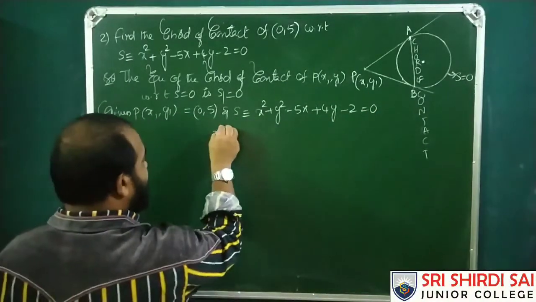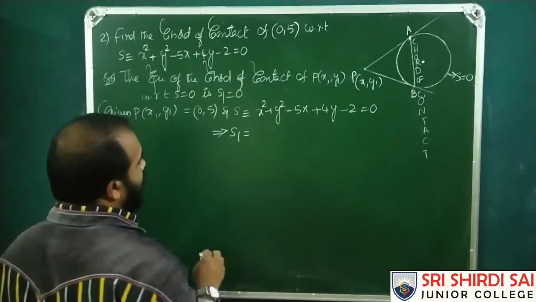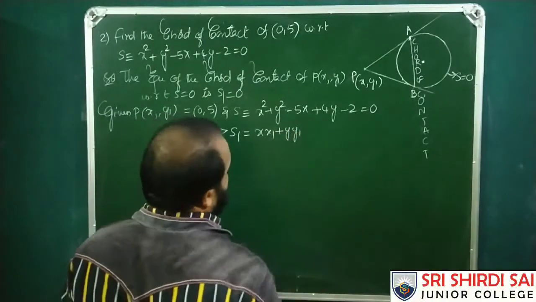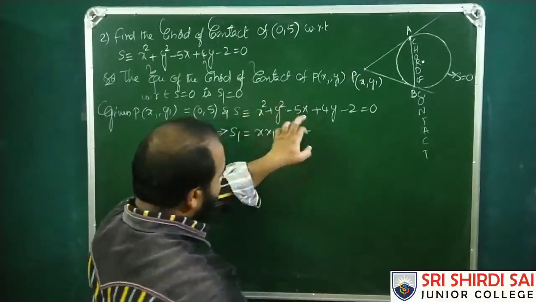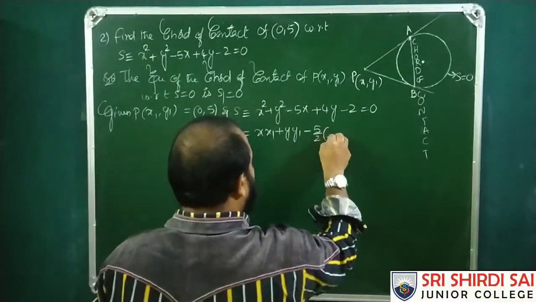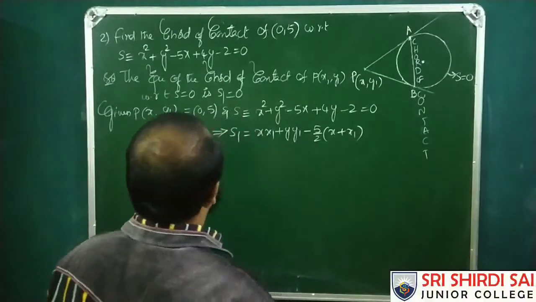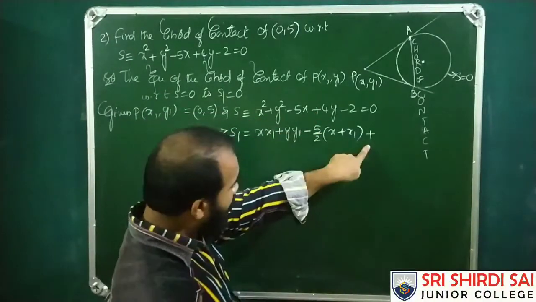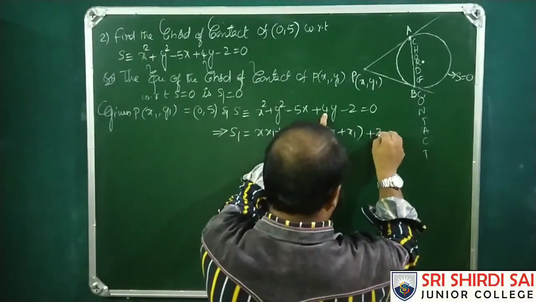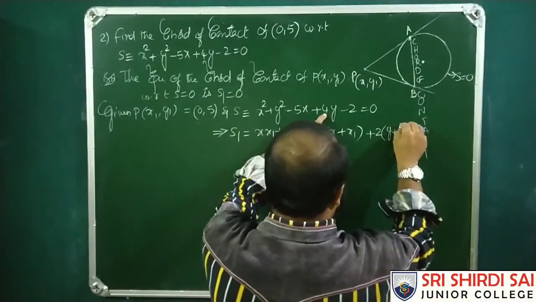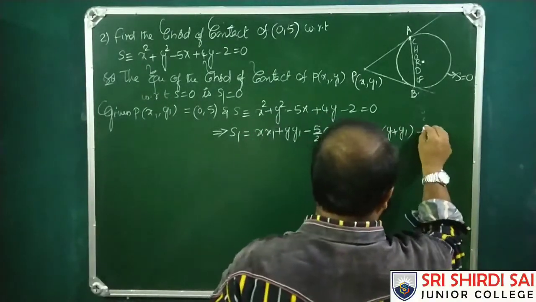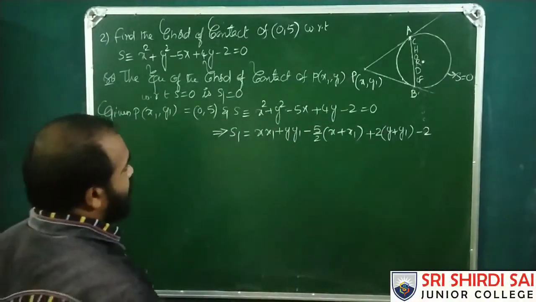So its S1 is x x1 plus y y1, then the same sign with half of the x coefficient: 5 by 2 into (x plus x1), plus the same sign with half of the y coefficient, 4 divided by 2, so 2 into (y plus y1), plus minus 2 is equal to 0.